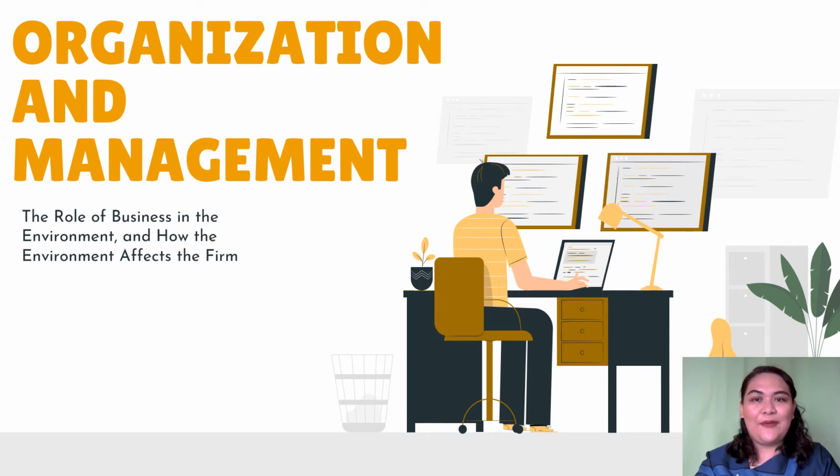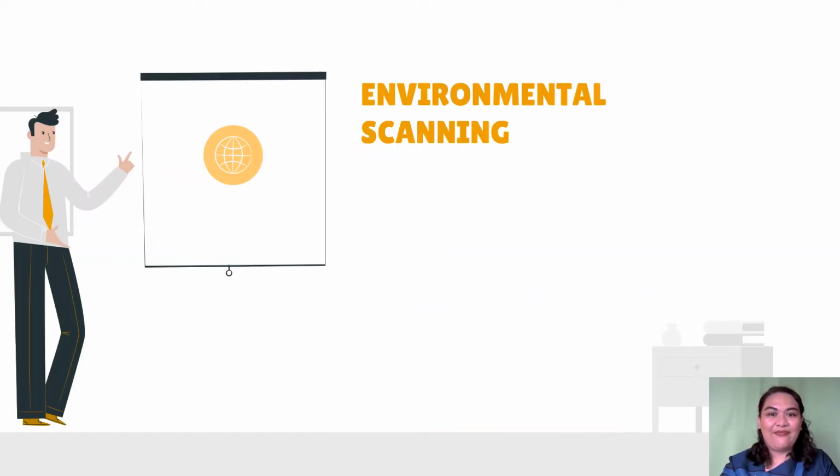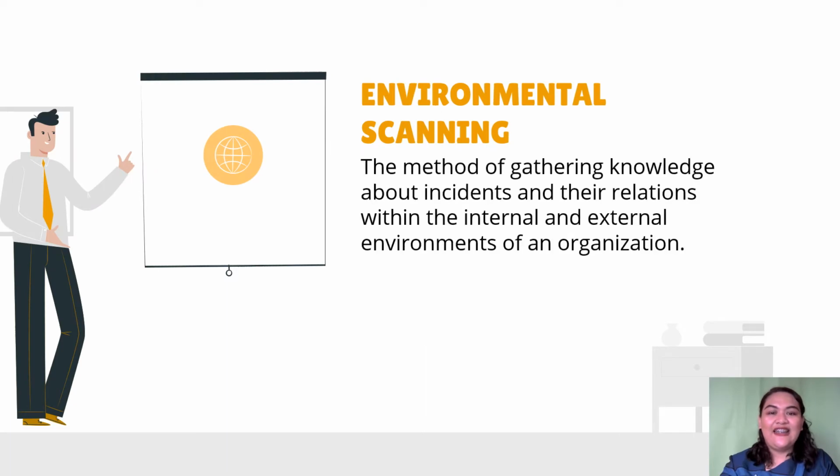This is the third part of the lesson about the role of business in the environment and how the environment affects the firm. Environmental scanning is the method of gathering knowledge about incidents and their relations within the internal and external environments of an organization. It requires members of the organization to look outside and identify key lessons, trends, opportunities, or threats that may adversely affect the company.